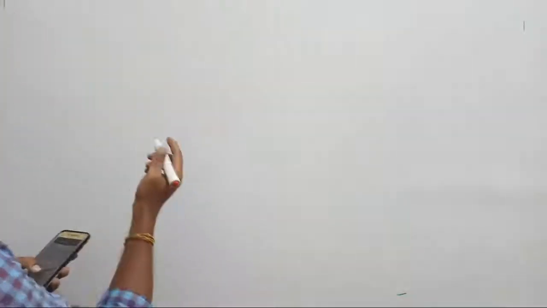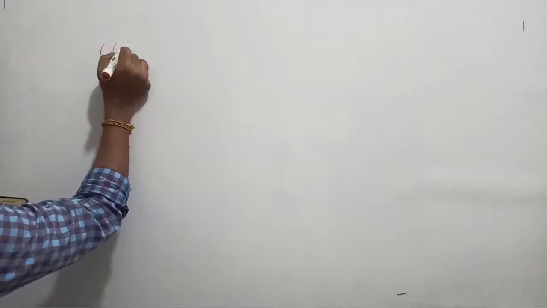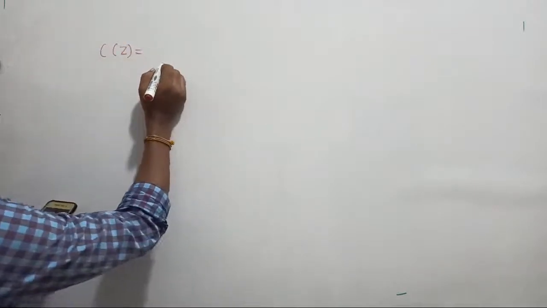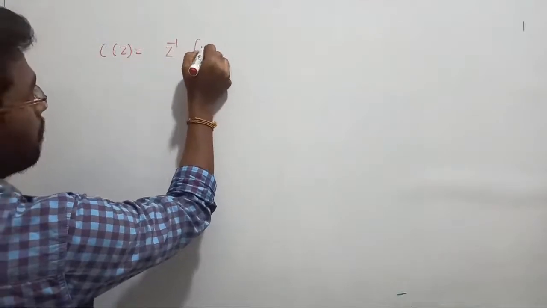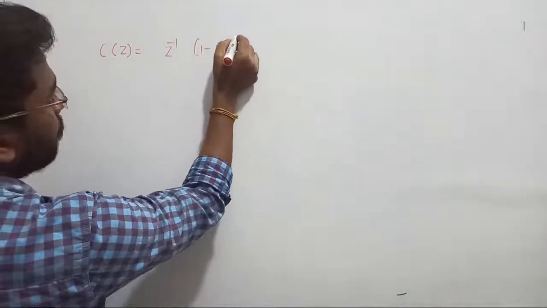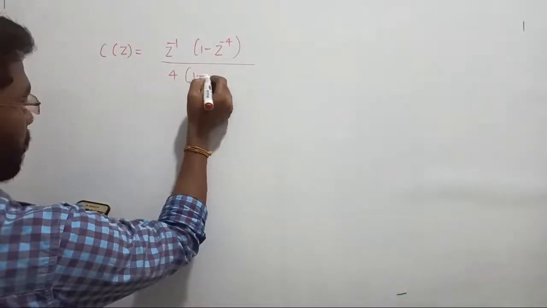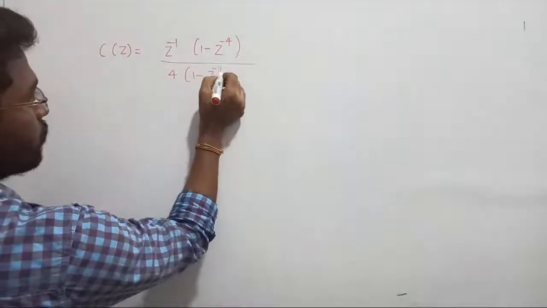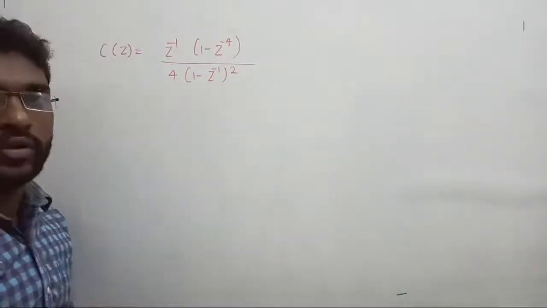In our case, what was given? They said the Z transformation of the signal is given by C of z is equal to z power minus 1 into 1 minus z power minus 4 upon 4 into 1 minus z power minus 1 whole square. For this only, they are requesting us to find out the final value.